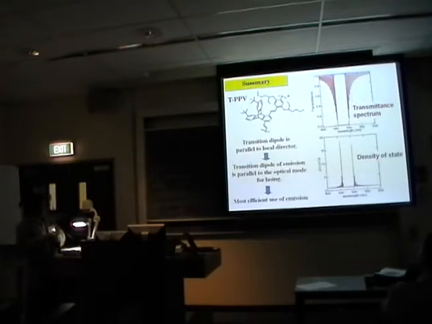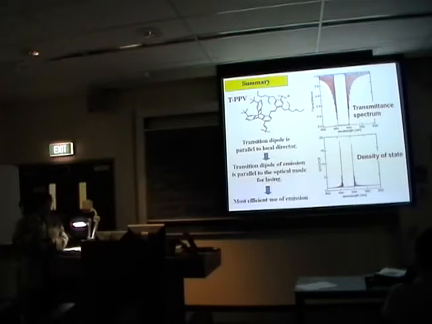So this is a kind of summary of this part. The density of state is given by this one. The transition dipole is parallel to the local director. Then the transition dipole emission is parallel to the optical modes for lasing. Then the most efficient use of emission is possible, and lasing occurs at this position, not this position.